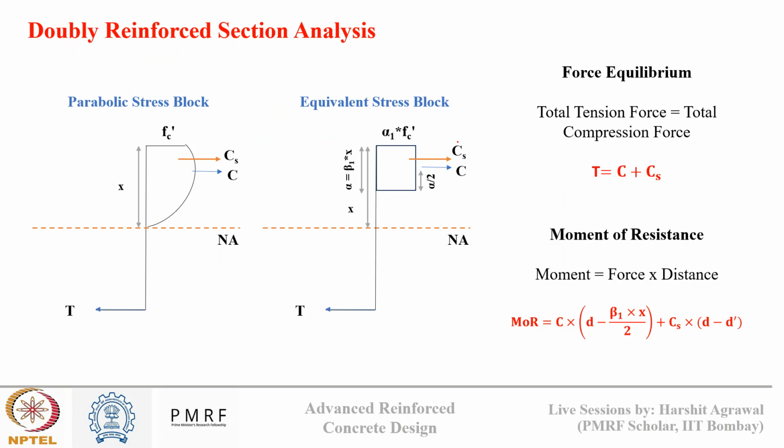So if you see from the basic parabolic stress block, we have now an additional element Cs, which is coming from the compression steel.